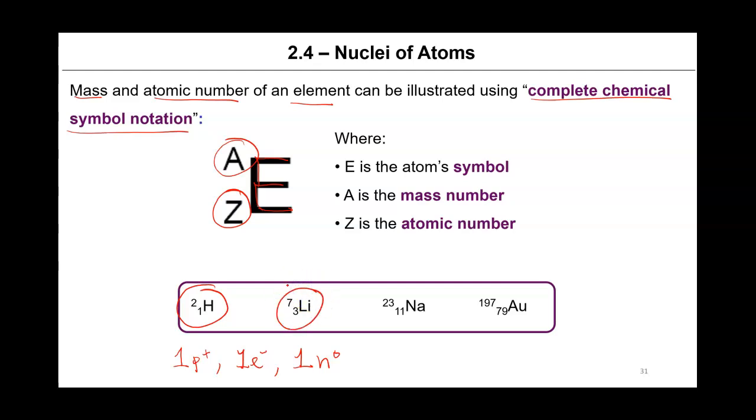This would indicate a lithium atom that has atomic number 3, mass number 7. This would indicate a sodium atom that has atomic number 11, mass number 23. And this would indicate a gold atom that has atomic number 79 and mass number 197.